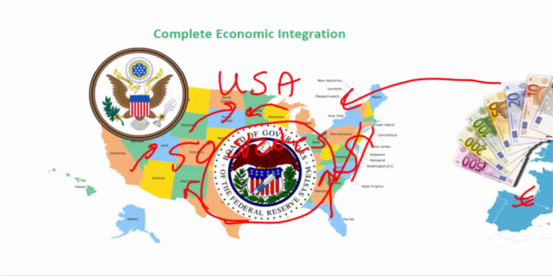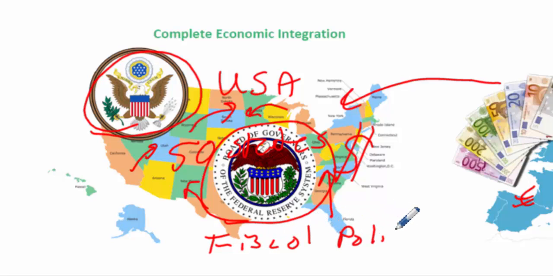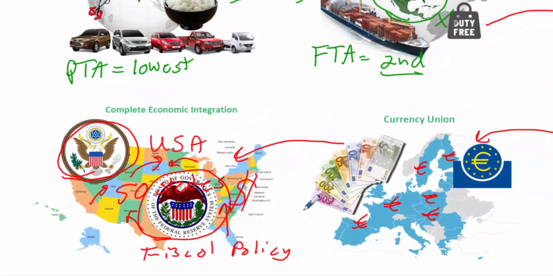And more importantly, what separates a completely integrated economy from a currency union is that there is one government setting fiscal policy. So taxes and government spending, all fiscal policy, is controlled by a federal government. Whereas in a currency union, fiscal policy is still determined by the individual nations. Each country within the Eurozone, for example, can run budget deficits or budget surpluses to their liking.